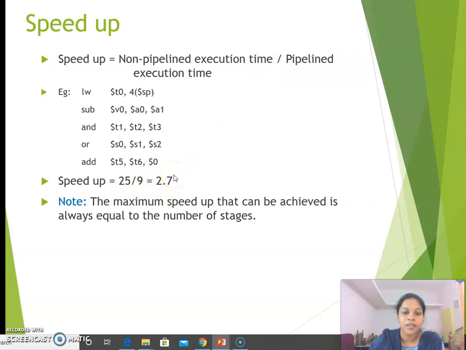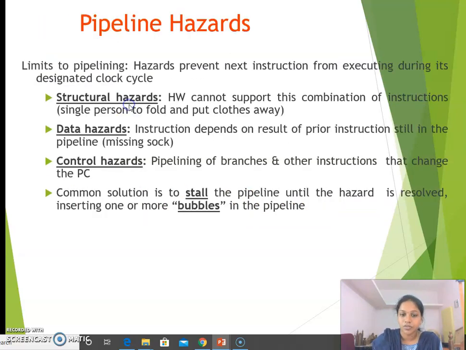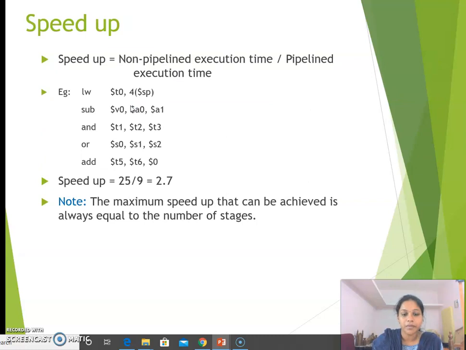The important thing to be noted is that the maximum speedup that can be achieved is equal to the number of stages. The total number of stages in the MIPS instruction set architecture is 5. So in this example, the maximum speedup that can be achieved is 5. That is the concept. So that's all about the pipeline speedup ratio that we have calculated.